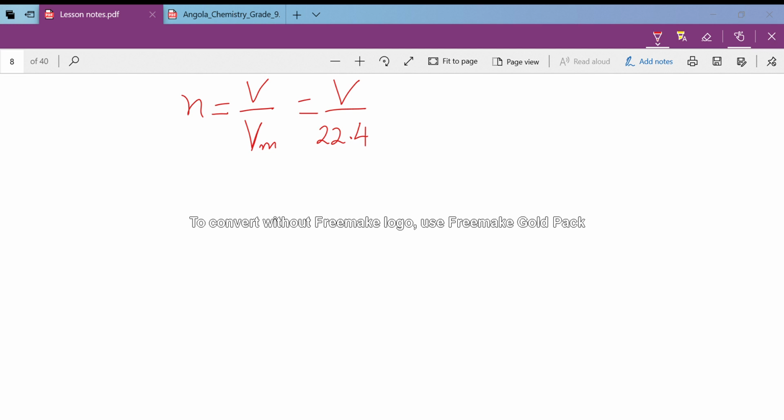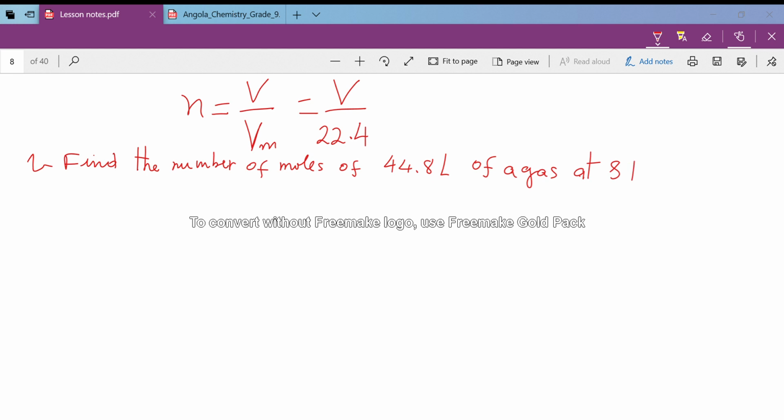So let's practice. The question is, find the number of moles of, let's say, 44.8 liters of a gas at standard temperature and pressure, STP. Let me just write it properly. STP.